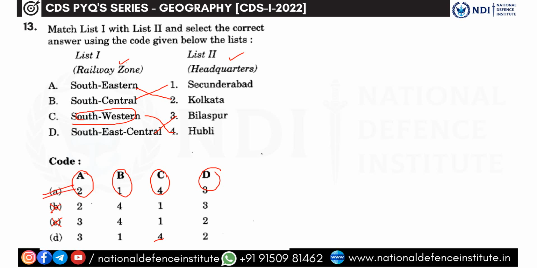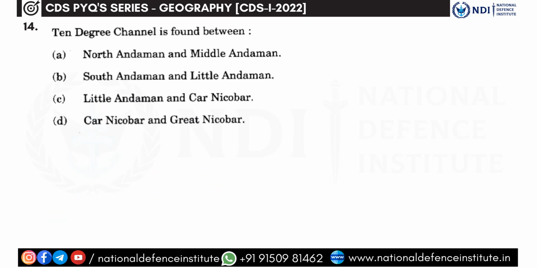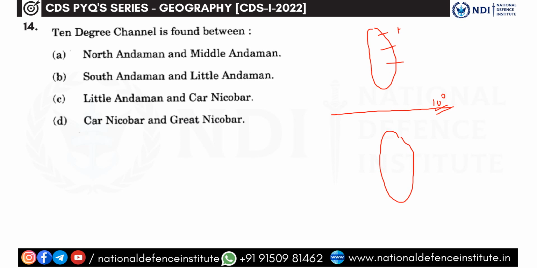Alright, simple one. The 10-degree channel is found between, see, North Andaman, Middle Andaman. This is something they have asked with the islands, a map-based question. Here we have the Andaman group of islands, and here we have the Nicobar group of islands. Between them we have a channel that is nothing but the 10-degree channel. So that is what they are asking. Here we have North Andaman, Middle Andaman, South Andaman, and the small one is Little Andaman. South Andaman and Little Andaman are divided by the Duncan Passage. But the condition they are asking is between which islands.